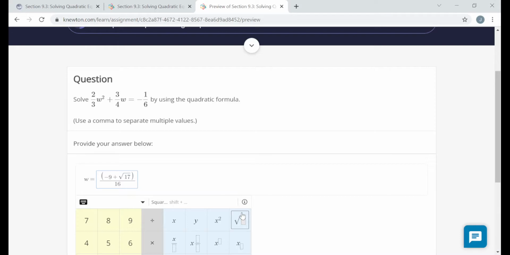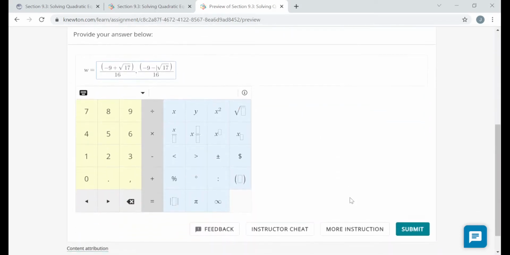And then I'll just copy and paste that answer and replace the plus with a minus, right? You can do that as well. If they both have the same denominator, you can keep them together. And then replace that with a minus here. And that should be valid.